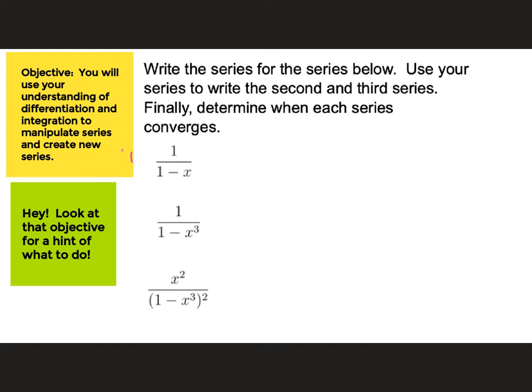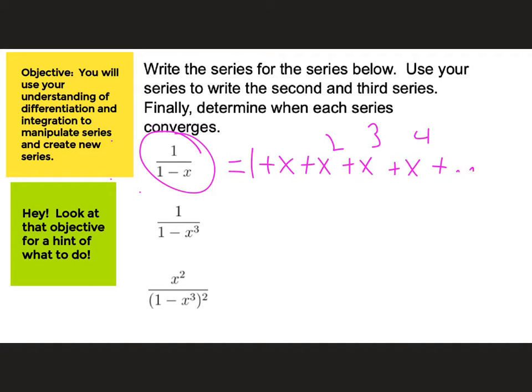So, if we're talking geometric, this looks like first term over 1 minus the ratio. So the first term is 1, the ratio is x, so the next term is x, then x squared, then x cubed. It's like an exponential thing that's going on there, because we're multiplying by x each time.